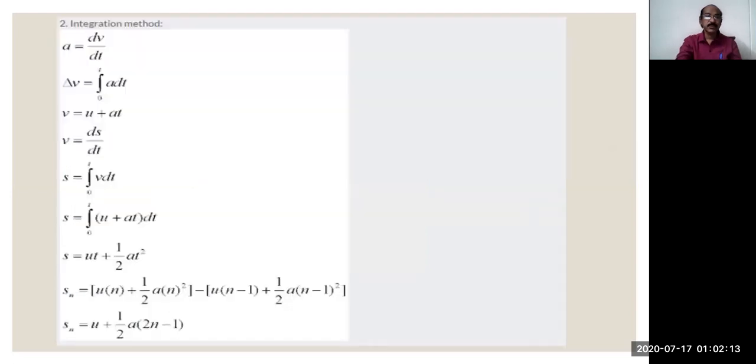It is obtained by the integration method. Acceleration is equal to the rate of change of velocity, that is, change in velocity dv by change in time dt. Delta v equal to the integration from 0 to t of a dt. So finally we obtained the expression for the distance traveled by the body in the nth second. Sn is equal to u plus half into a into 2n minus 1.